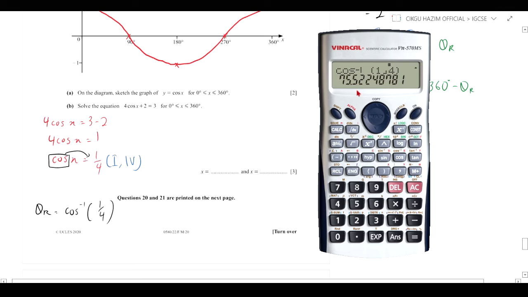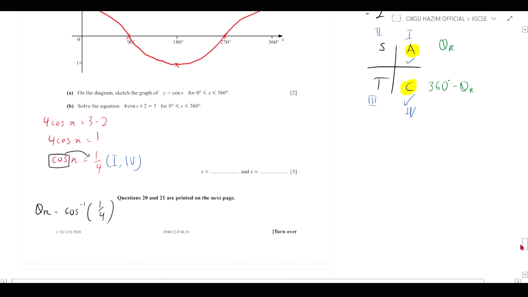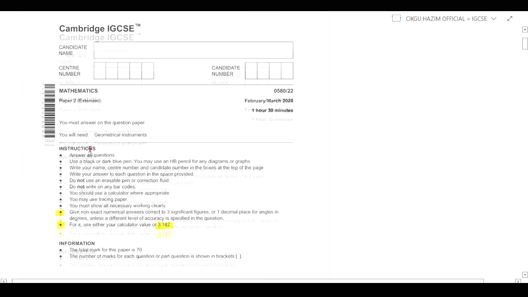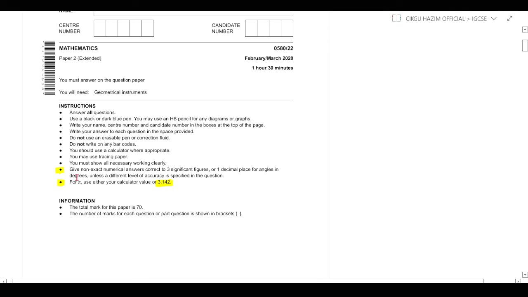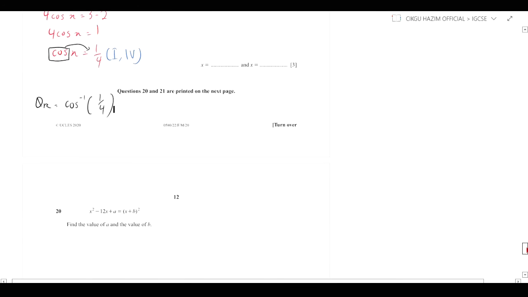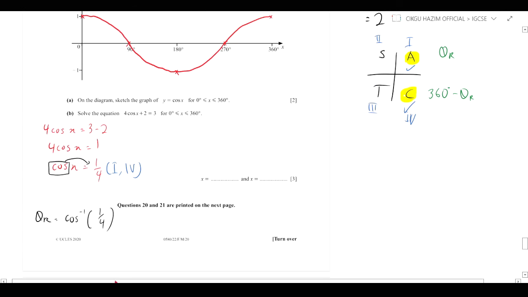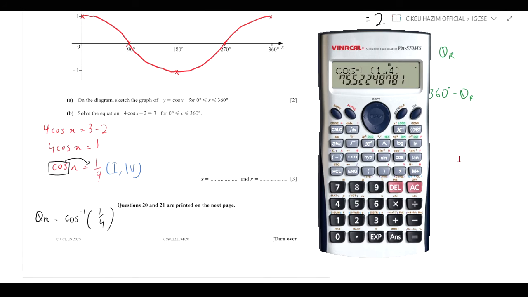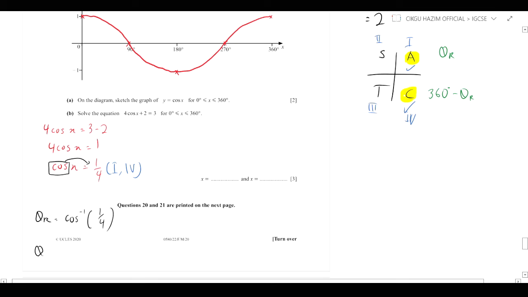I'll put it as 2 decimal places. Or you can go back to the instruction: given a non-exact numerical answer, give it correct to 3 significant figures, or 1 decimal place for angles in degrees. So we just put 1 decimal place. Go back to this question. We have 75.52, so the reference angle is 75.5 degree.